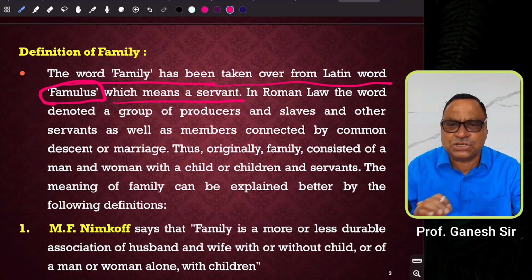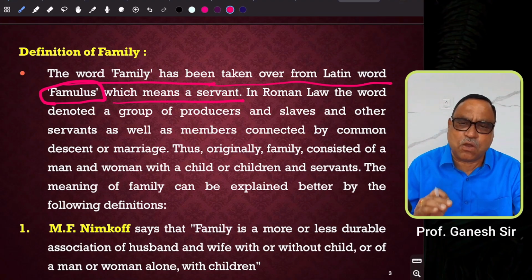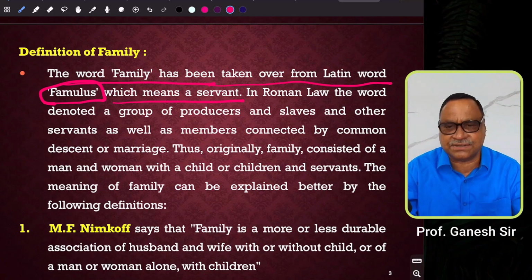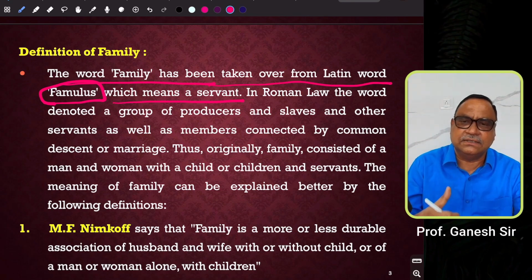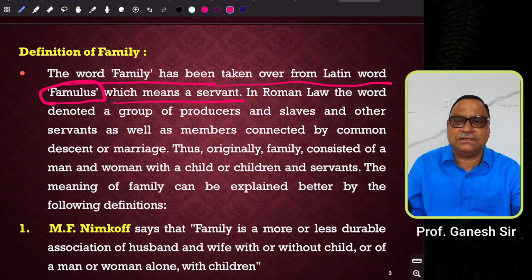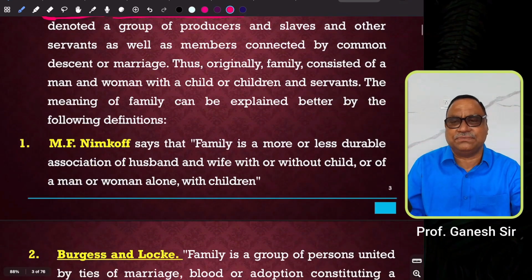Thus, originally, family consisted of a man and woman with a child or children and servants. The meaning of family can be explained better by the following definitions. Here, from a sociological point of view, we can say that family as a term has originated from the Latin word famulus. Then the family system was existing even during the ancient period also.